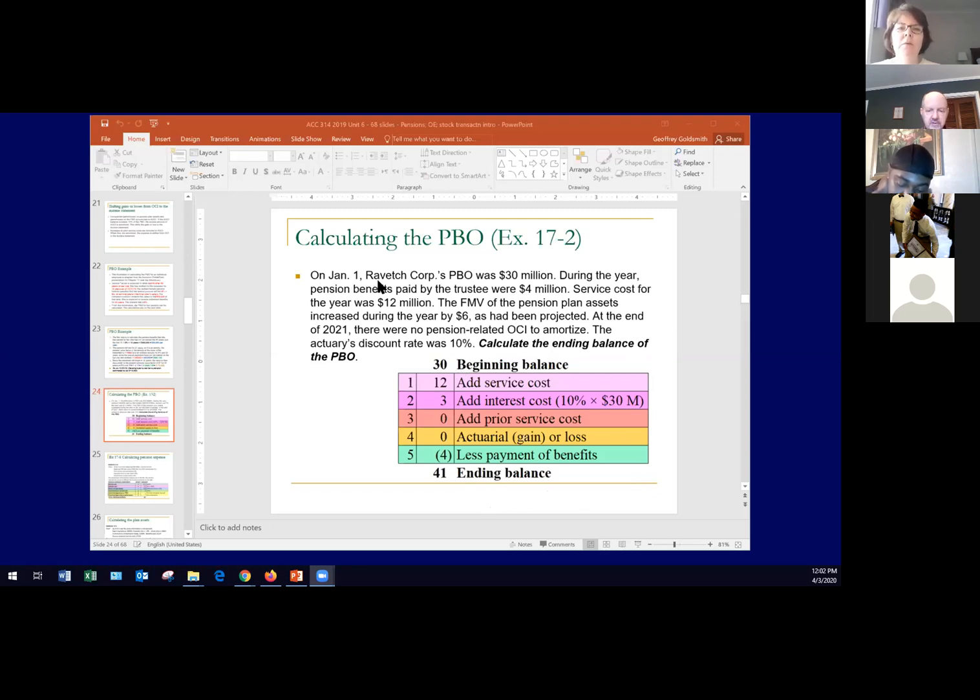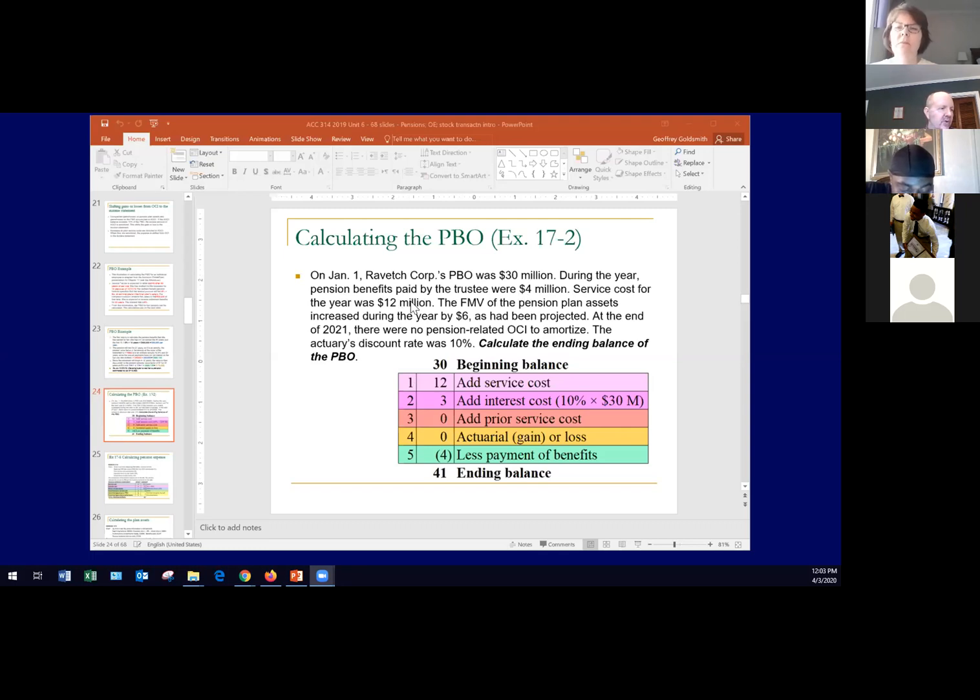It says on January 1st, RaveTech's PBO was $30 million. During the year, pension benefits paid by the trustee were $4 million. Service cost for the year was $12 million. Pension benefits paid by the trustee, $4 million, means they liquidated plan assets to get cash and then paid cash to retirees for $4 million. So they're paying down the debt owed to the retirees.